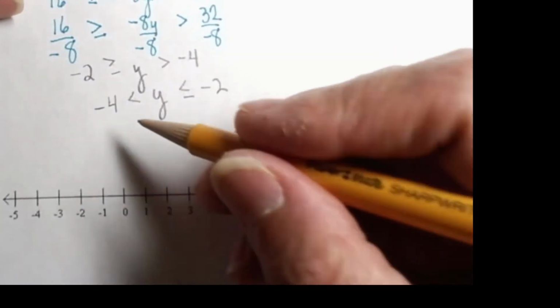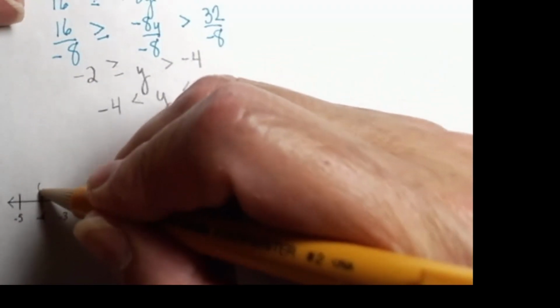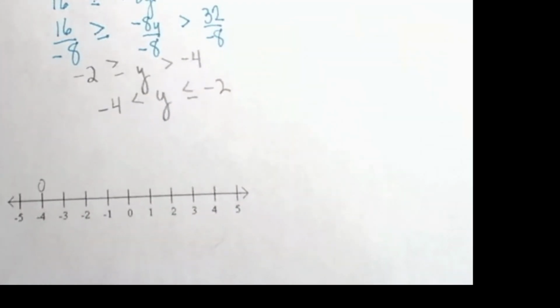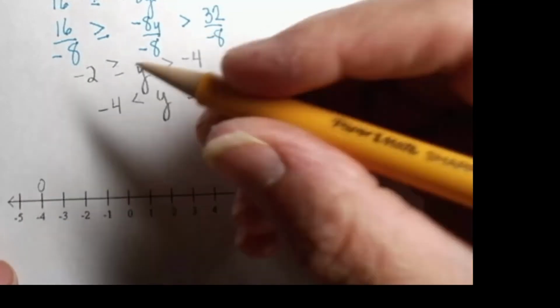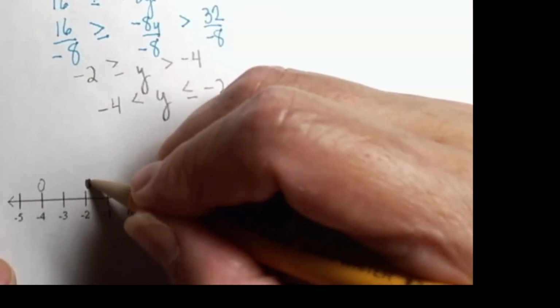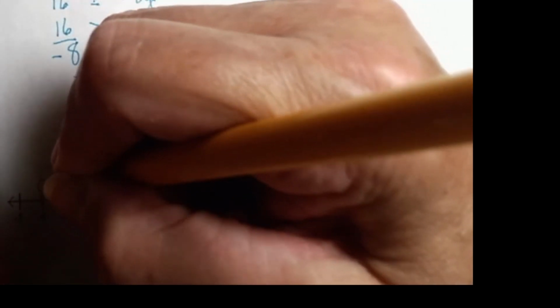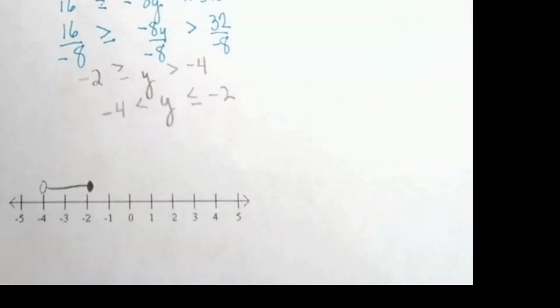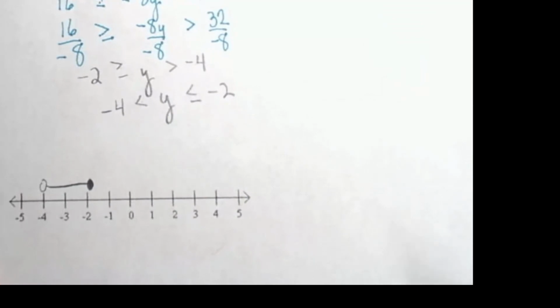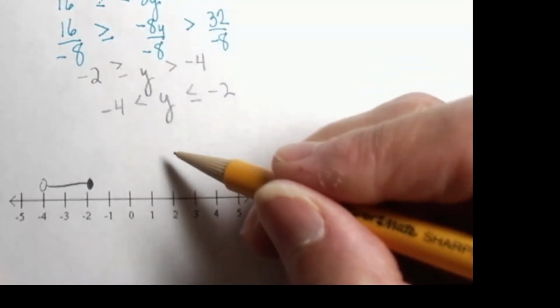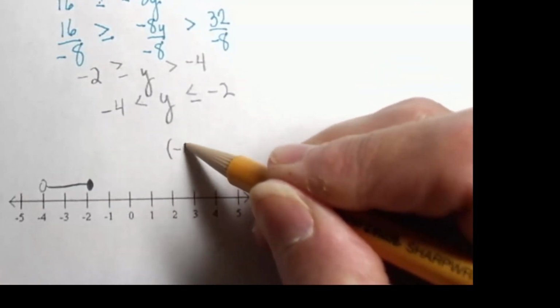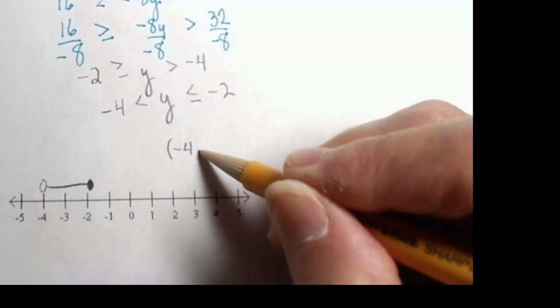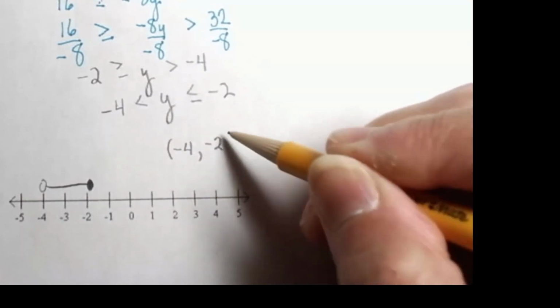So here we are, boundary point at negative 4. That's an open circle because we are not going to include that, right? We have no equal sign here. And then the boundary point at negative 2 is going to be a closed circle there. And y is all the numbers in between, right? The solution is all the numbers in between negative 4 and negative 2. And our interval notation then will be negative 4 with a parenthesis to not be included to negative 2 with a bracket.